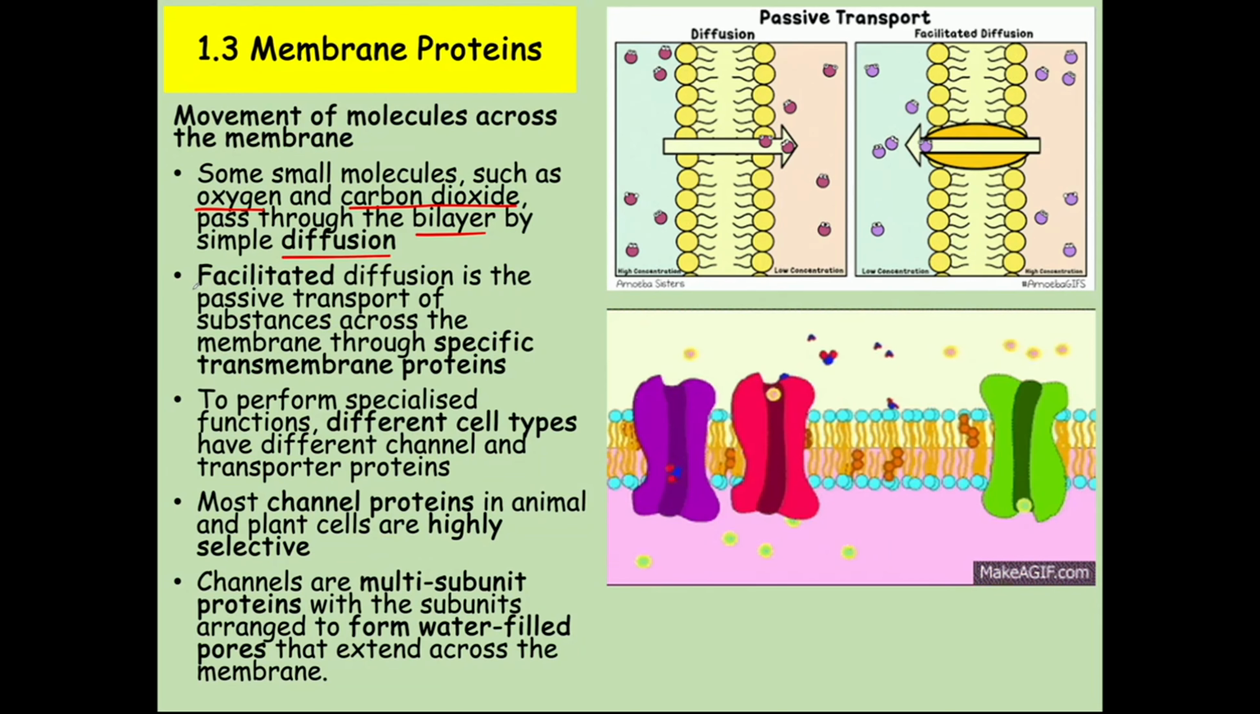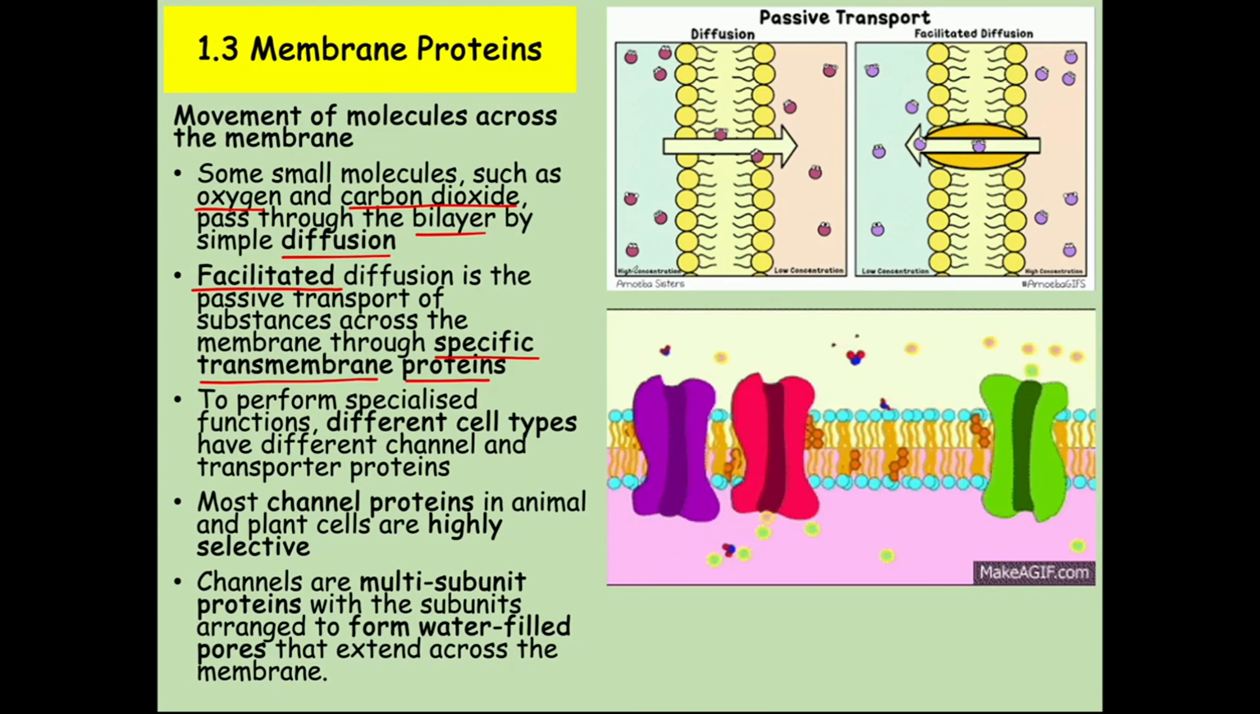Now, there's another type of diffusion which we need to know about at Advanced Higher called facilitated diffusion. That's the passive transport of substances across the membrane through specific transmembrane proteins. Note that word specific there because that's important. We said earlier on our transmembrane proteins are these ones here, which span one side of the membrane to the opposite side. So when we're using facilitated diffusion, the molecules can't just pass through the phospholipid bilayer. They have to go through this transmembrane protein. And the word specific is important because only specific molecules can pass through specific transmembrane proteins.